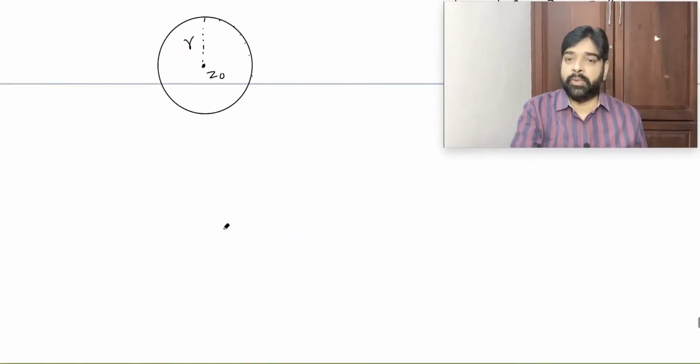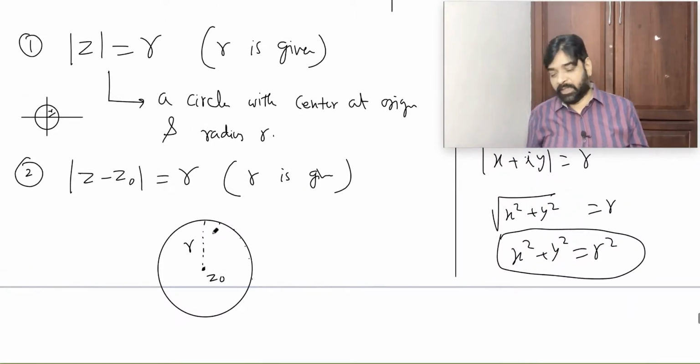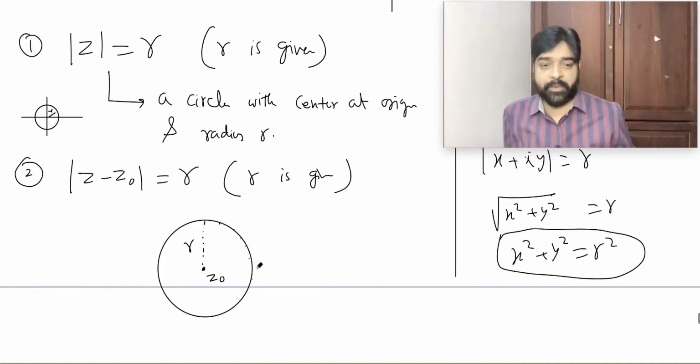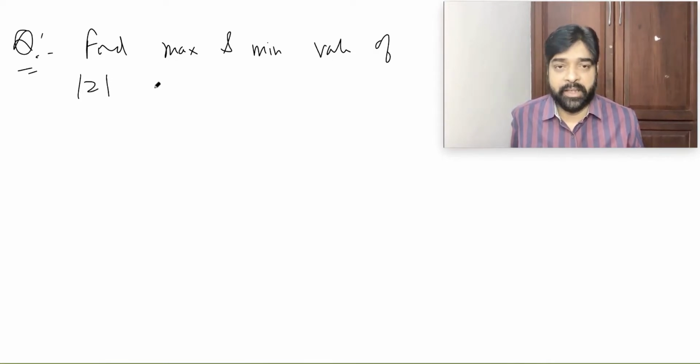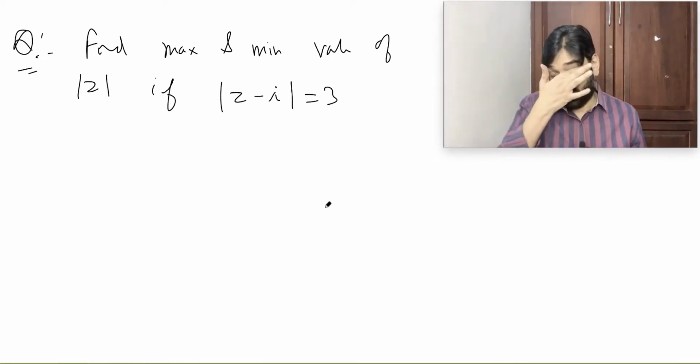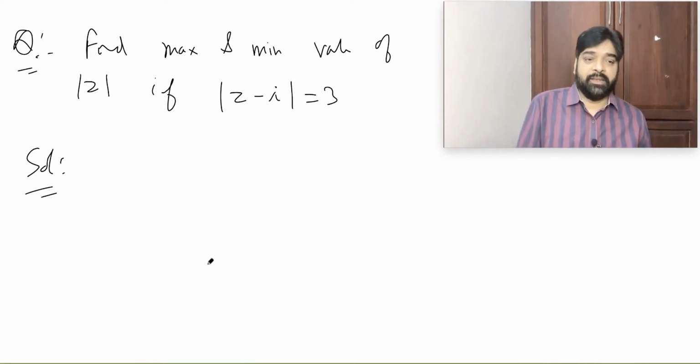Let's do a locus based question on these two. It just started. Be clear, we did only 1% of the locus. A lot of cases we have to do. But let me explain the meaning of this. Suppose a question comes this way. Watch it. Find the maximum and minimum value of mod Z if mod of Z minus i equals 3. You already did the same kind of question.